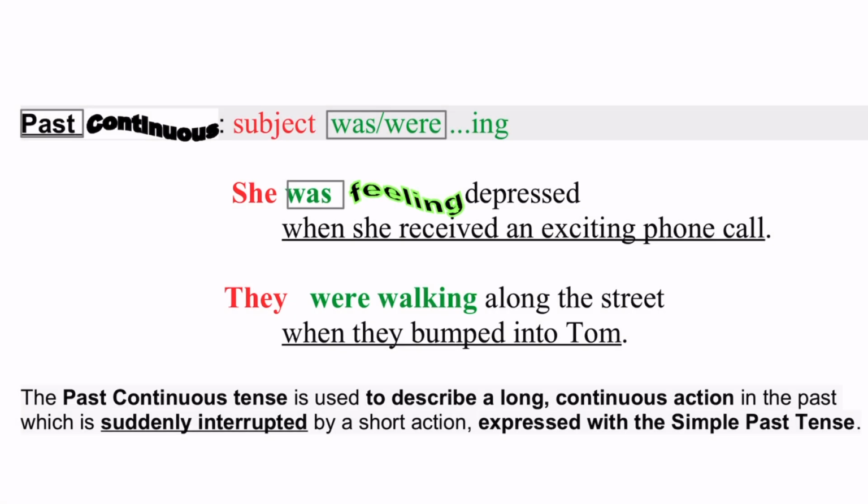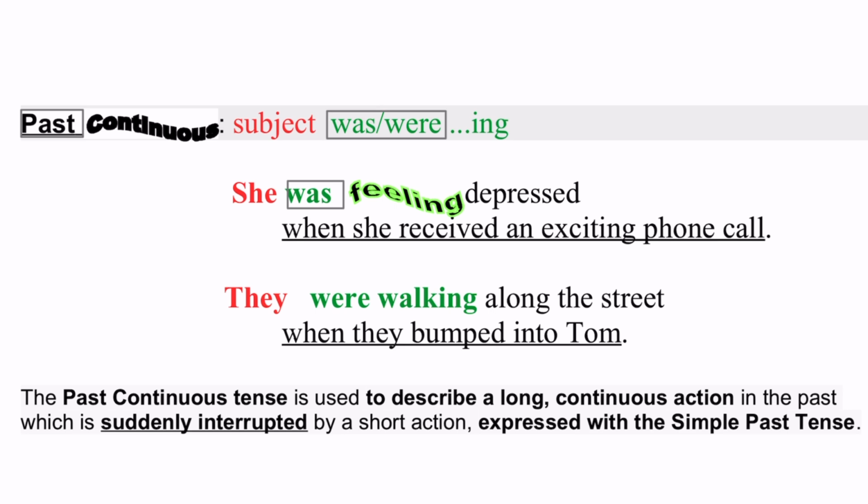The past continuous tense is formed with the subject, the verb to be in the past, that's why I pointed out that they are the same, and the verb in ing. For example, she was feeling depressed when she received an exciting phone call. They were walking along the street when they bumped into Tom. Bumped into means when they met Tom unexpectedly. So the past continuous tense is used to describe a long continuous action in the past which is suddenly interrupted by a short action expressed with the simple past tense.